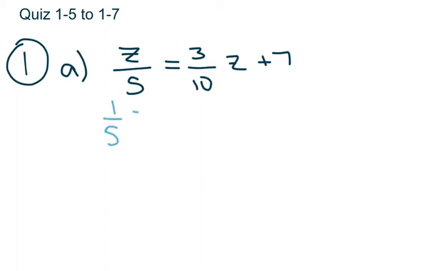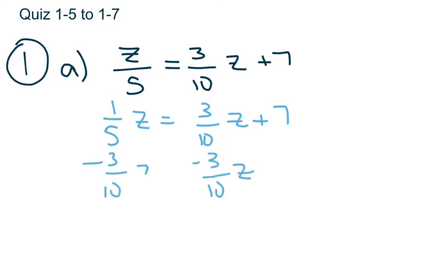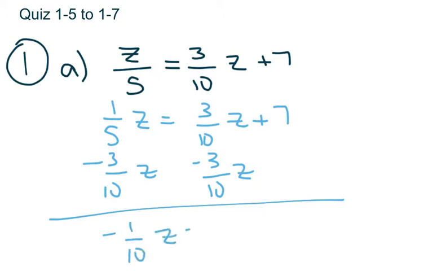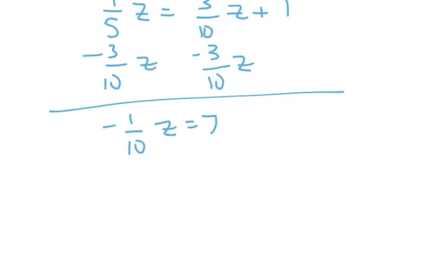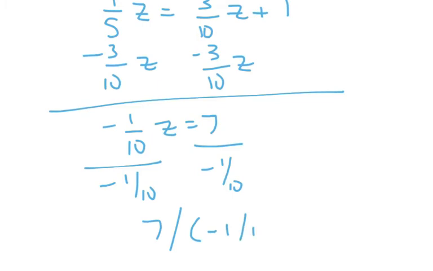One of the ways is that it's 1/5 z, if you didn't know that. Z over 5 and 1/5 z, same thing. Then you could subtract 3/10 z from both sides, and then in your calculator 1/5 minus 3/10 is negative 1/10. And then you would divide both sides by negative 1/10. Now when you do that in your calculator, it should look like this. And you should find out the answer is negative 70.